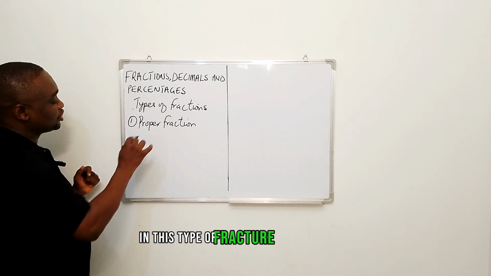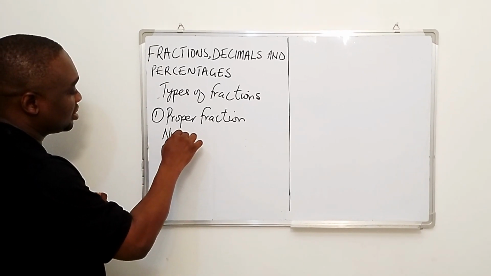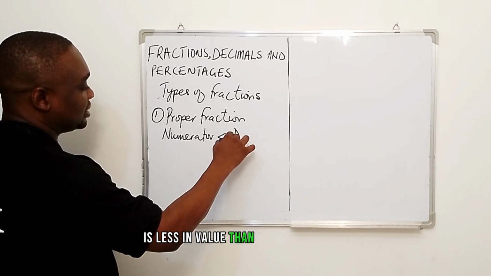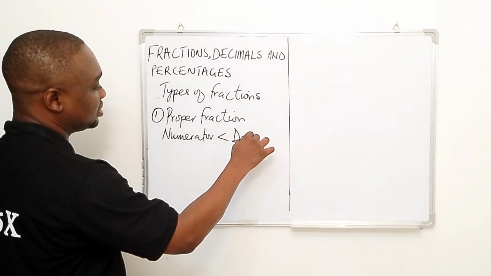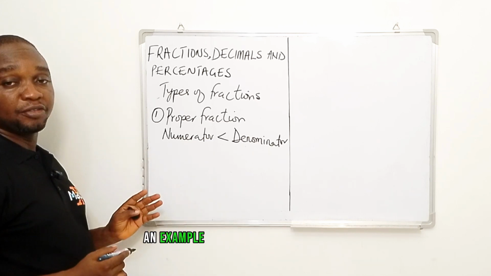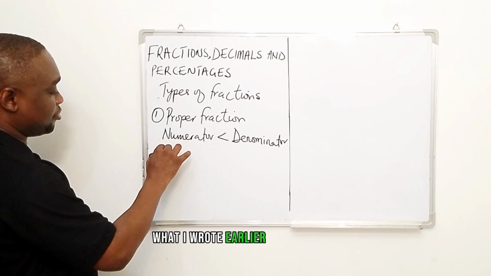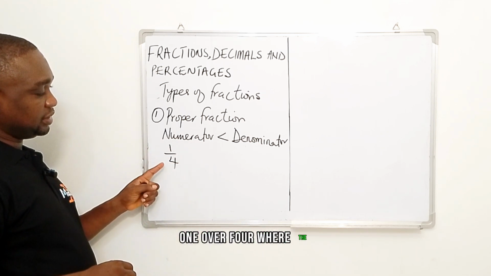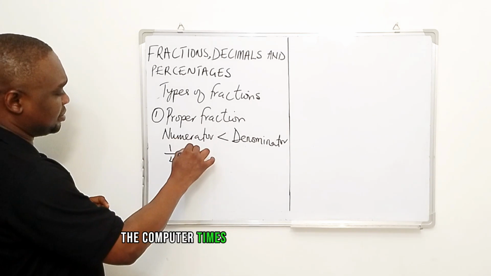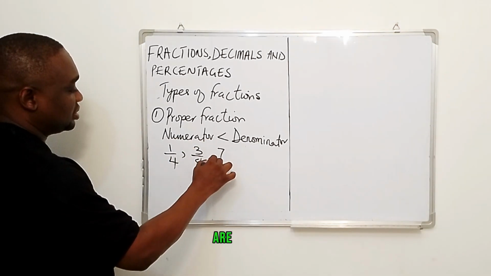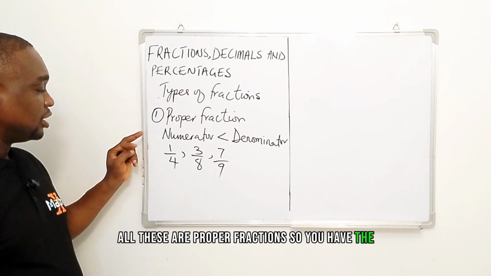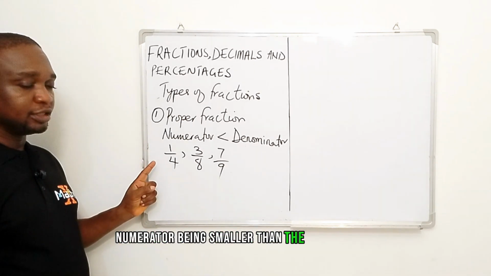In this type of fraction, the numerator is less in value than the denominator. An example of this kind of fraction is what I wrote earlier for you. That was 1 over 4, where the numerator is less in value than the denominator. There could be other types, maybe 3 over 8, 7 over 9. All these are proper fractions. So you have the numerator being smaller than the denominator.